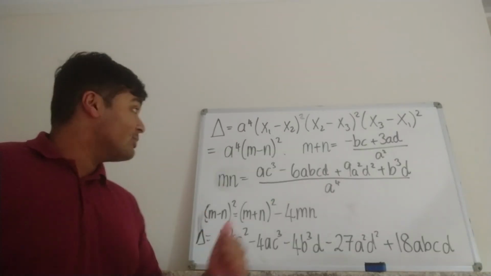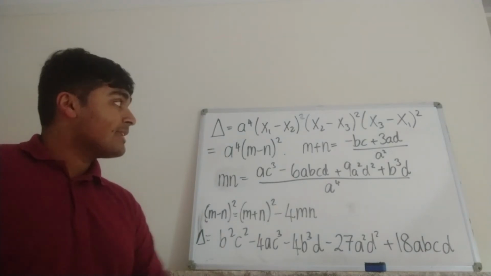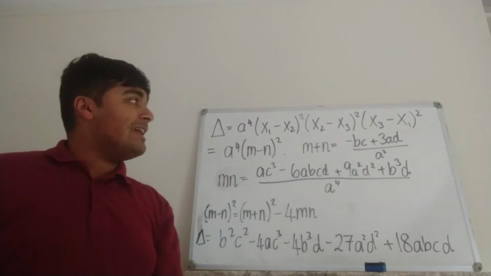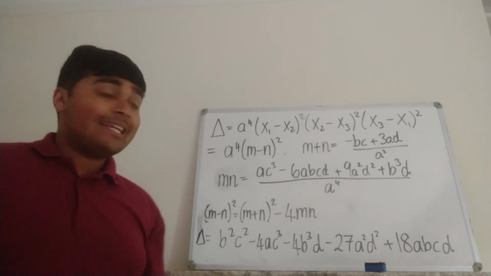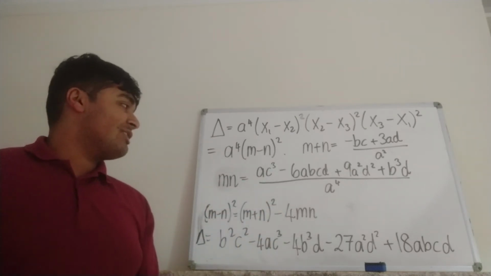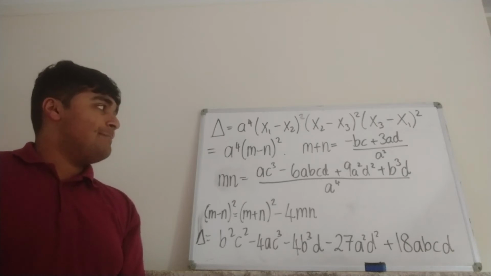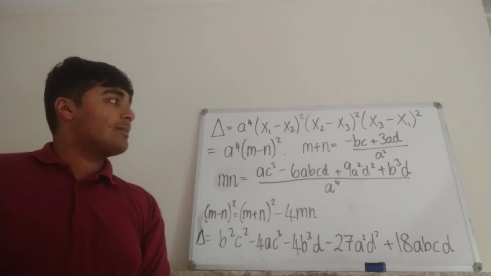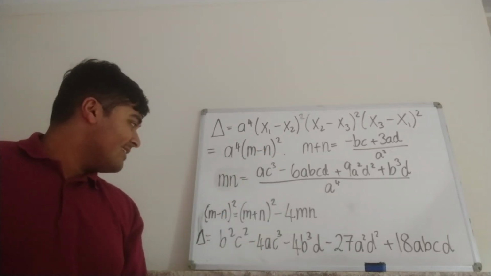Okay, so on the last whiteboard we showed that the discriminant is a to the 4 times (m minus n) all squared, and we showed that m plus n is equal to (3ad minus bc) all divided by a squared. Now you can also show, as I said, though I haven't gone through the calculations myself, that m times n is equal to this guy here: (ac cubed minus 6abcd plus 9a squared d squared plus b cubed d) all divided by a to the 4. So another ugly looking term.